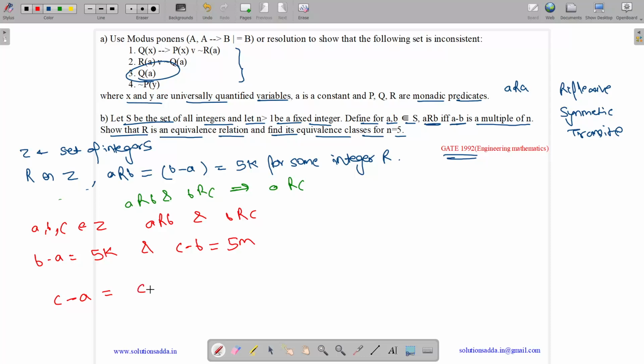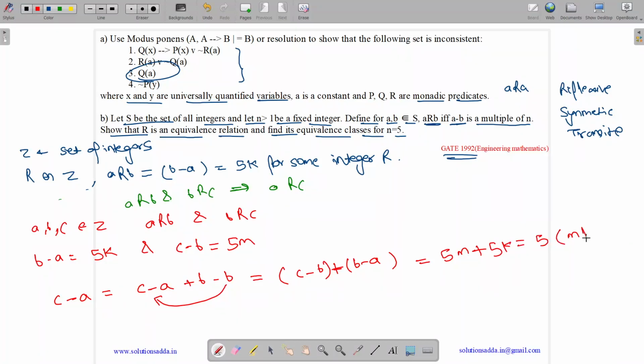So how can we write C minus A? Can we do C minus A plus B minus B? Now we can write it as C minus B plus B minus A. Yes, we can write this taking B over there. So can we write this as C minus B is 5m and B minus A is 5k. Taking 5 as common, we get 5(m plus k). Thus, we can write C minus A is a multiple of 5. Let us write it as 5x, where x is m plus k. Thus, A is also related to C. Thus, it follows the transitive property, and thus it is an equivalence relation.